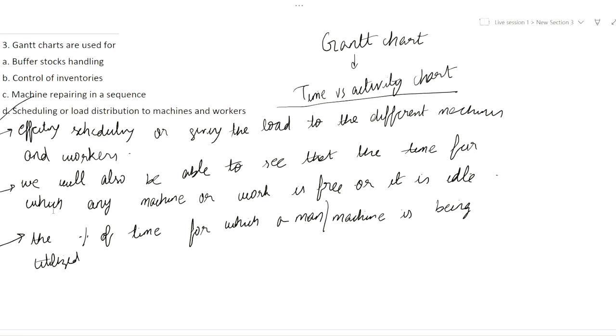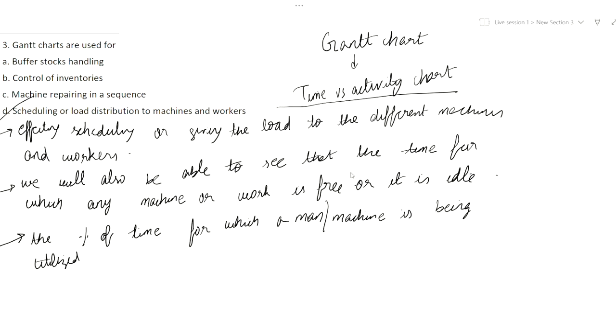We also discussed the Gantt charts. The Gantt chart is a very important part. This is the time versus activity chart. Gantt charts are mostly used for the load distribution to machines and workers, how the load is given to different machines and workers, which helps in effective scheduling. We also see the time for which a machine or worker is free, which is idle. That is the percentage of time for which a man or machine is being utilized.